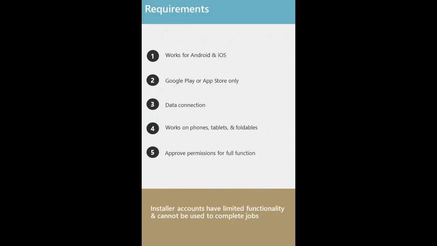The CRST Home Solutions mobile app works for both Android and iOS. The app is only accessible through the Google Play or App Stores. Devices without access to either of those stores will be unable to access the app. The app does require a data connection, as the app will be passing job updates, photos, and paperwork to the Dolly system. This latest version of the app is now supported for all screen sizes, including tablets, phones, and foldables.